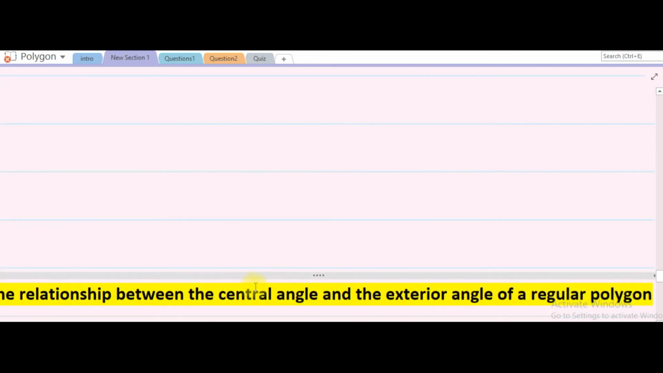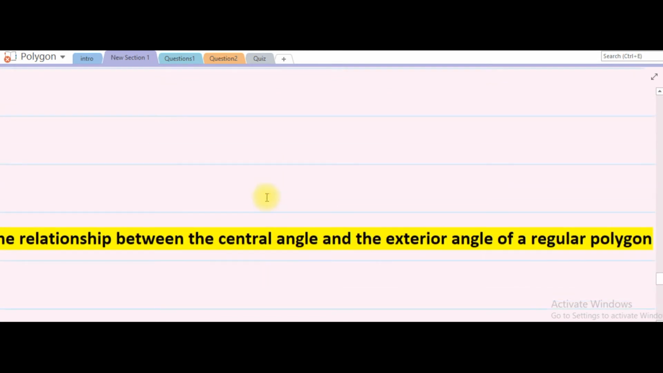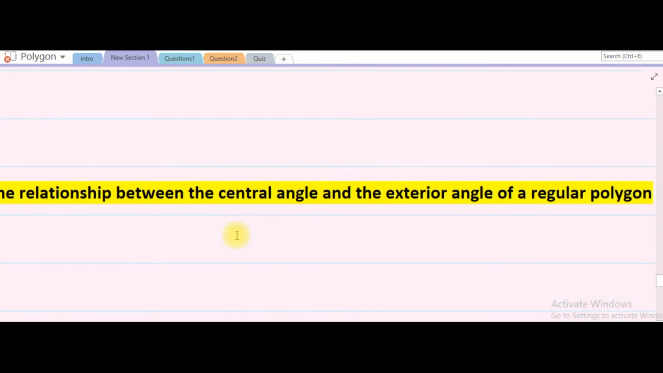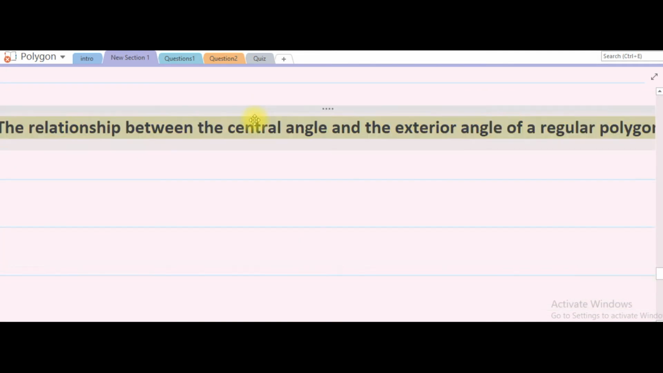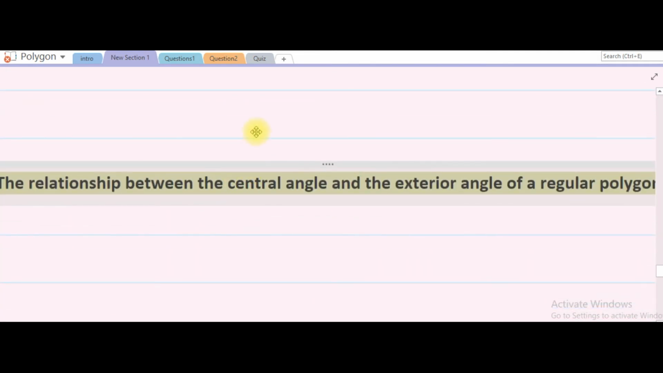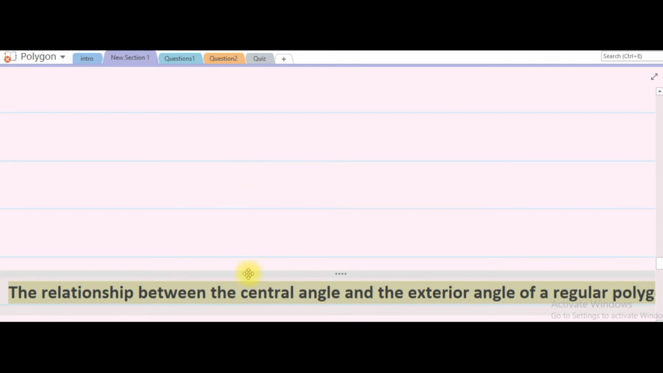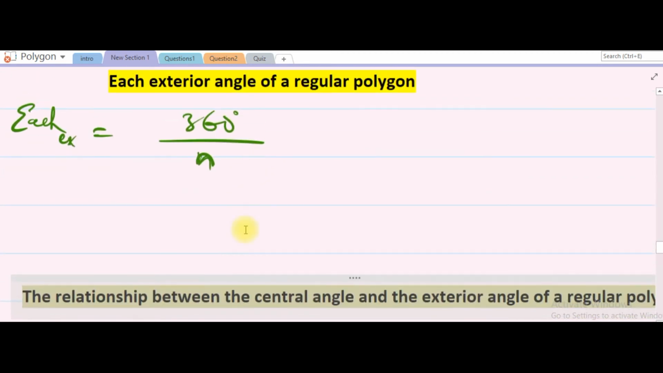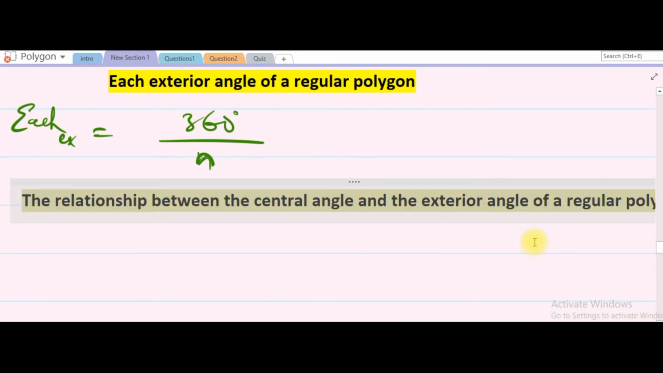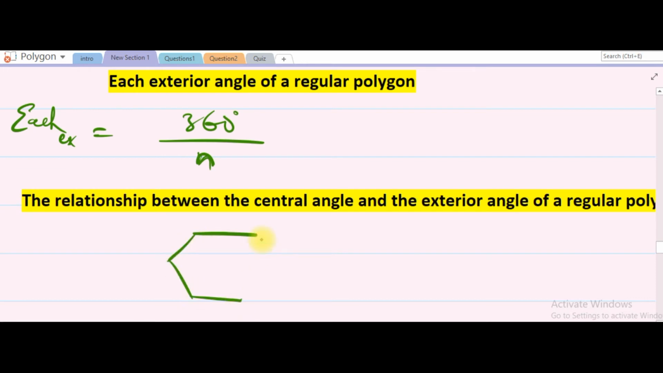The next one is now the relationship between the central angle and the exterior angle of a regular polygon. Since it's a regular polygon, all the angles and sides are equal, so we can now get the central angle. The central angle is also the total. Okay, let me use a regular hexagon to show you how. This is my regular hexagon.